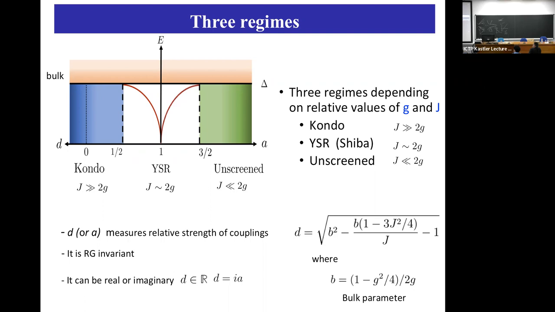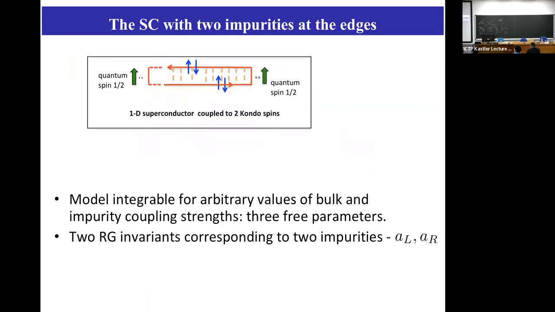We alternatively use D or A, depending on whether it is real or imaginary. If it is real, it's D. If it's imaginary, I just pull out an I and call it A. Then this diagram tells us where the phases are located, and we can calculate very nicely all the properties, density of states and magnetization in the various phases.